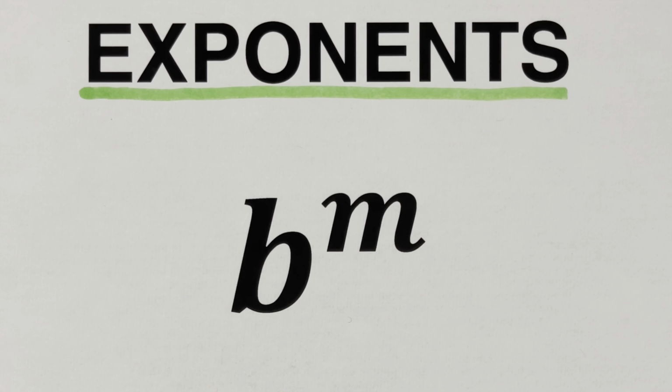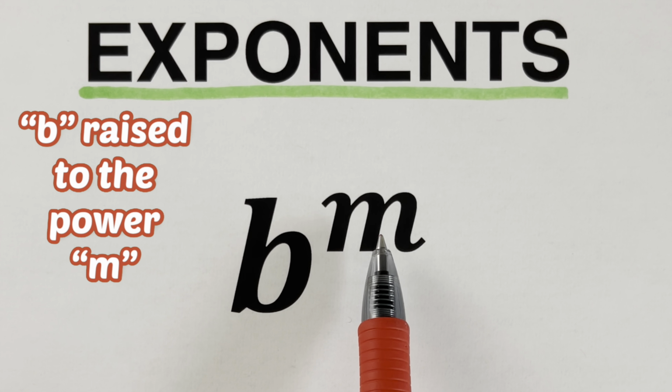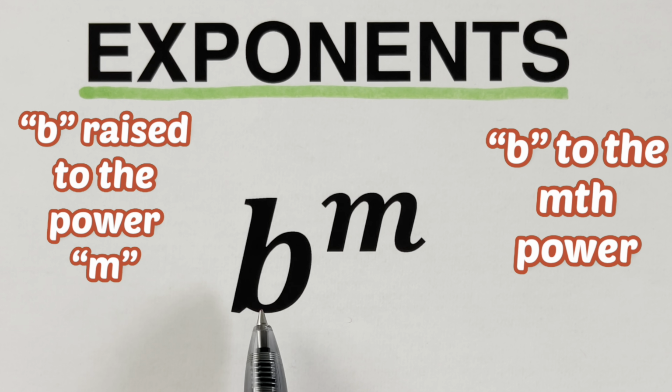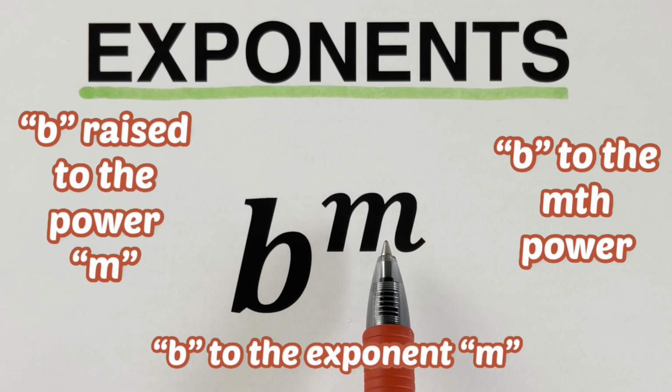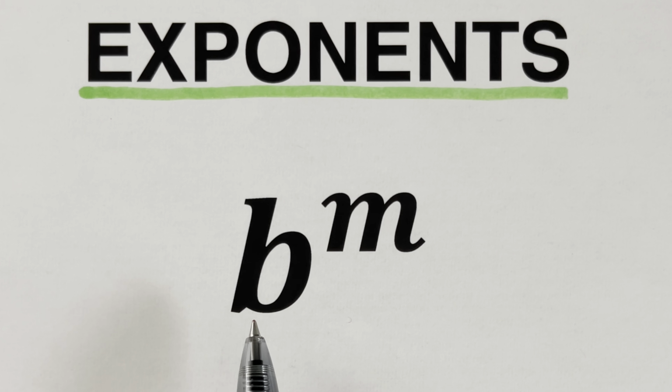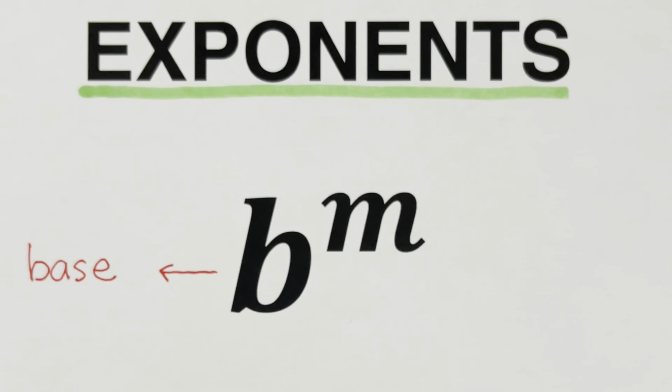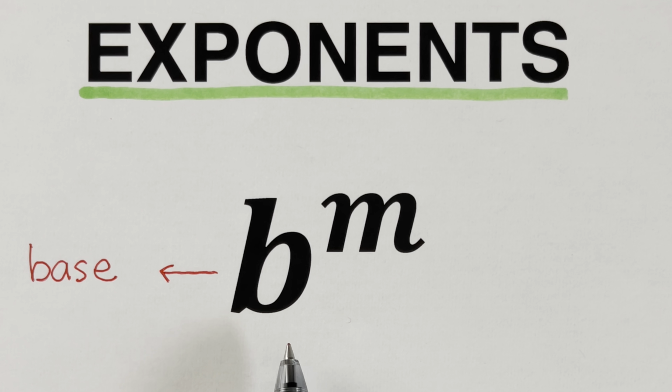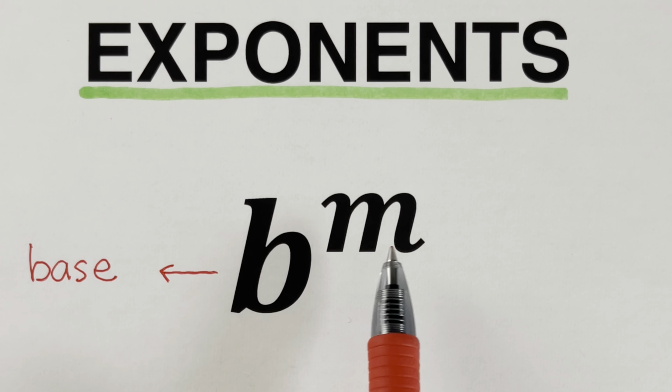We remember that this notation is read as b raised to the power m, or b to the mth power, or b to the exponent m, where our b is called the base. Base b is a factor that is raised to a certain power, and our m is called the exponent or the power.